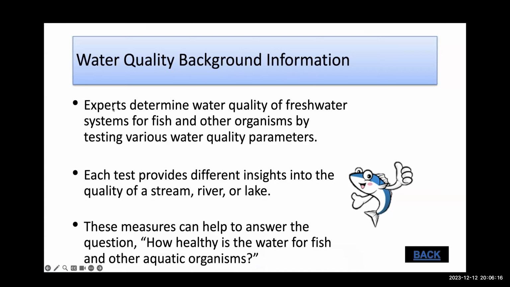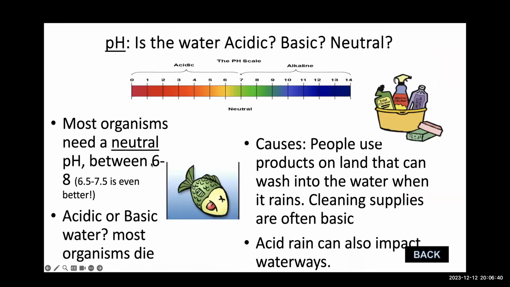So just a quick reminder that experts determine water quality by testing various water quality parameters, and that each test provides a little different insight. And then putting them together, we can really address this question of how healthy is the water for fish and other aquatic organisms. We're going to put you in breakout rooms in just a couple minutes, and the next several slides can help you with some of that background information, right?